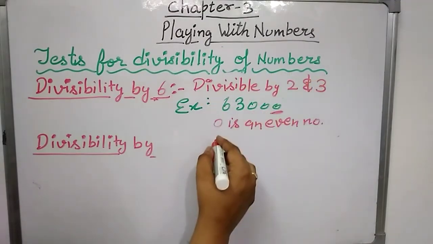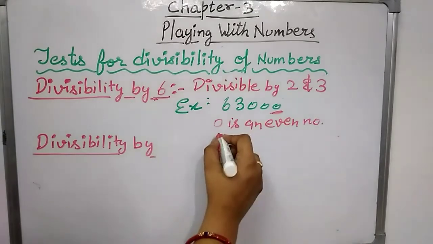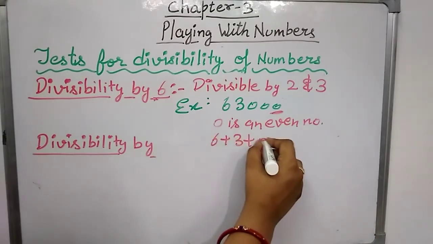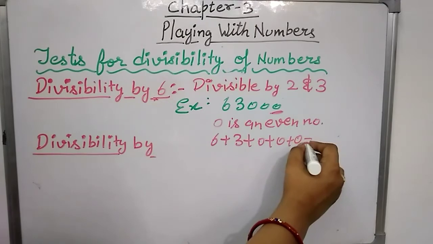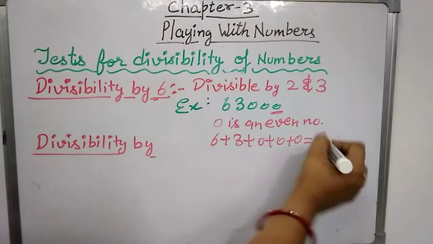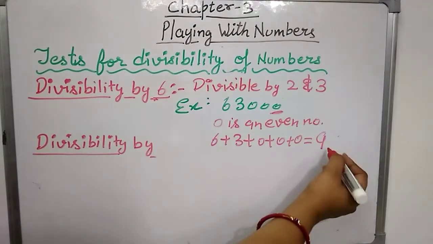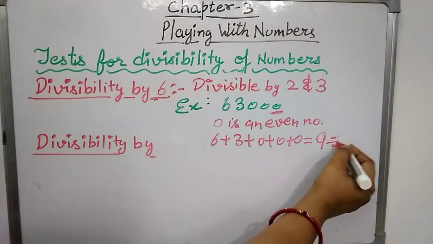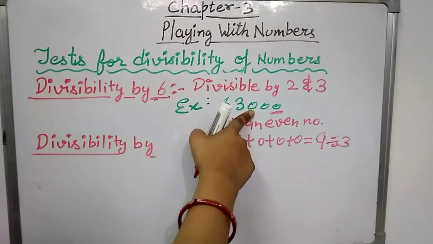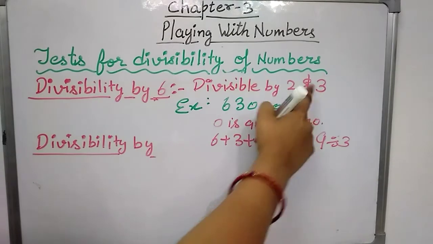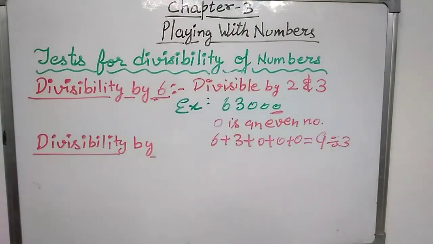Now for test of number 3, we need to add all the digits. Sum is 9 and 9 is divisible by 3. Hence this number is divisible by 2 and 3 also. So this is divisible by 6. For number 6, you need to check divisibility of 2 and 3. Then you can say the number is divisible by 6 or not.